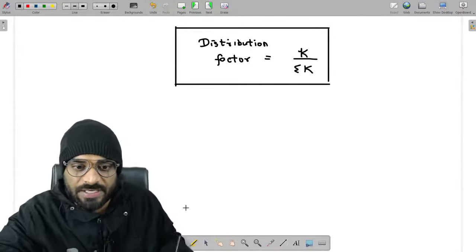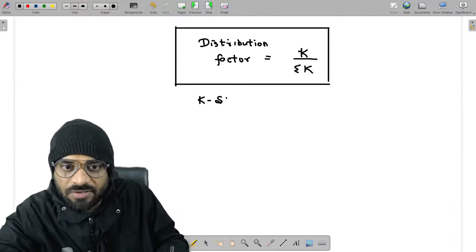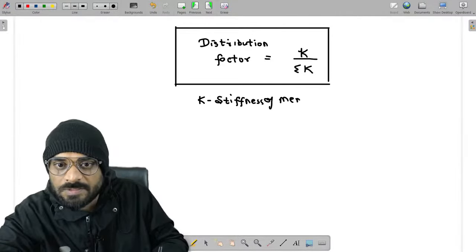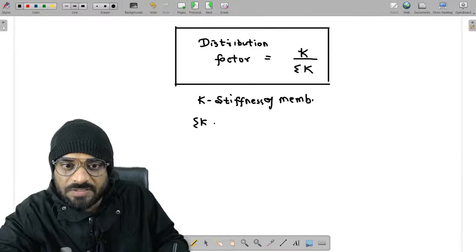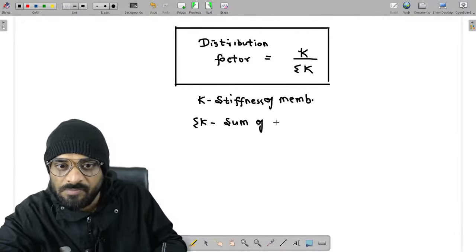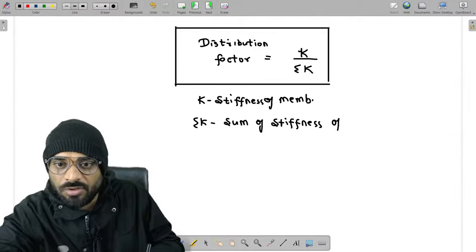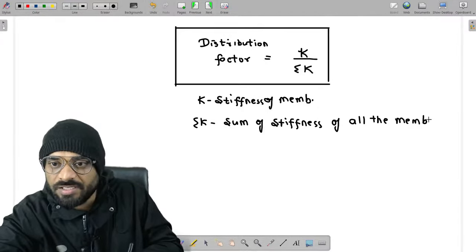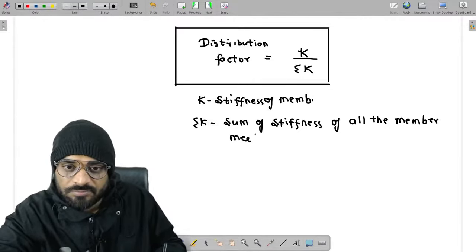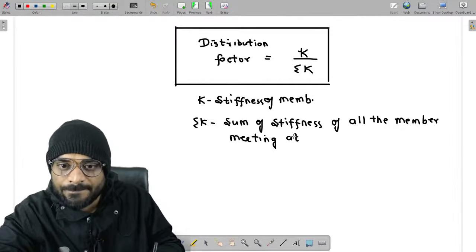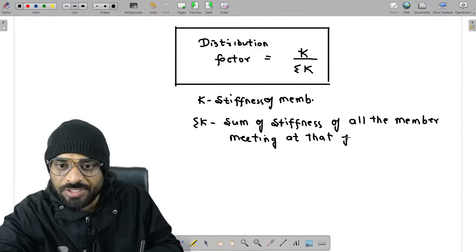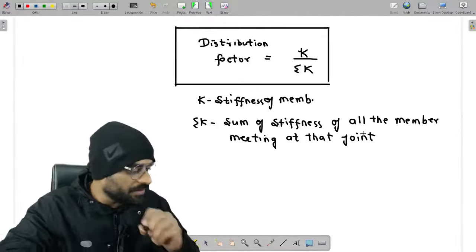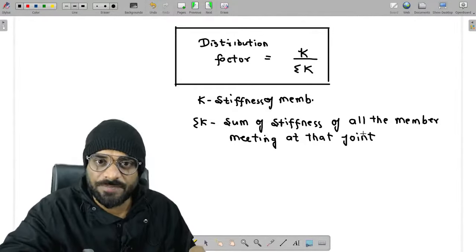We'll solve some questions to understand this, right? So K is nothing but stiffness of a member, and summation K is nothing but the sum of stiffness of all the members meeting at that joint. Very simple. So this is our distribution factor, guys. Crystal clear or not?